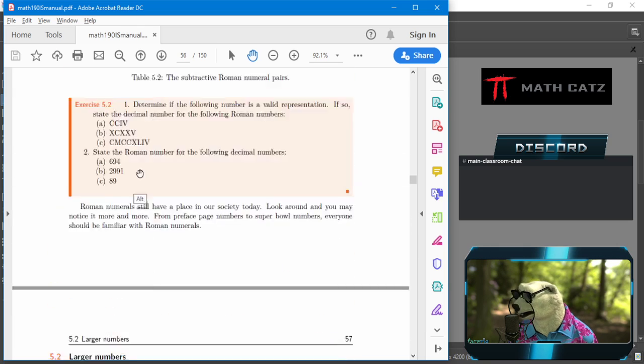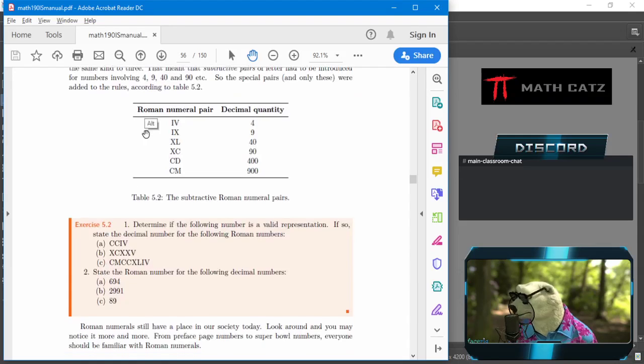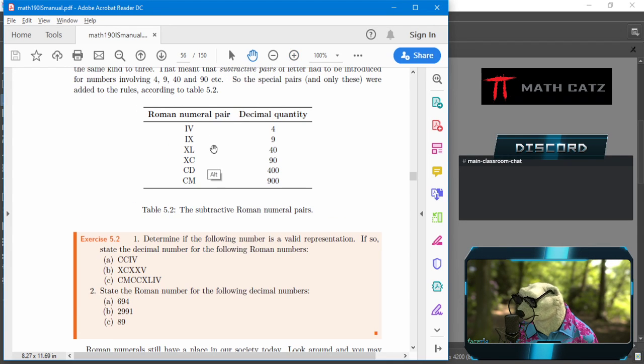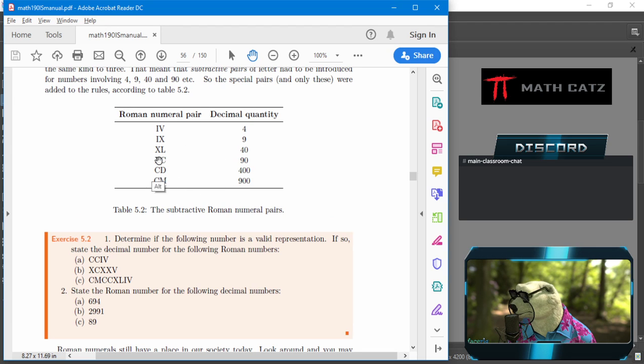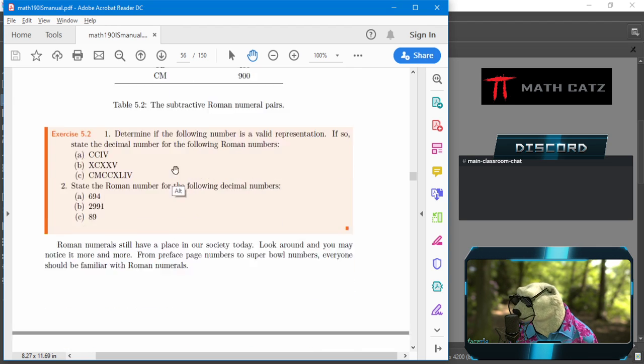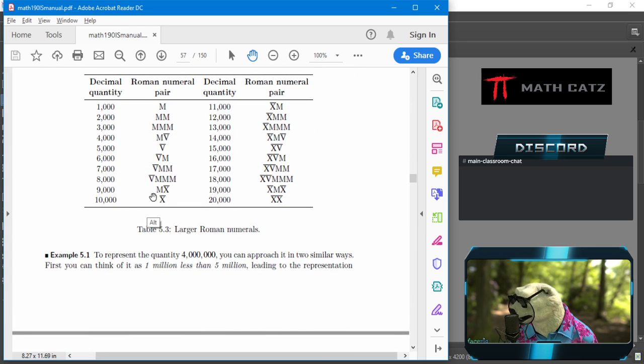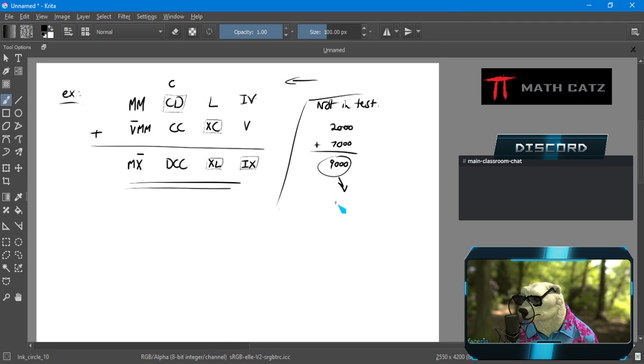9,000 is 1,000 less than 10,000. Just like these, where were the original subtractive pairs here? 9 was 1 less than 10. Let me zoom in. 90 was 10 less than 100. 900 was 100 less than 1,000. And 9,000 follows the same pattern: 1,000 less than 10,000. So I just have to convert that, 1,000 less than 10,000.